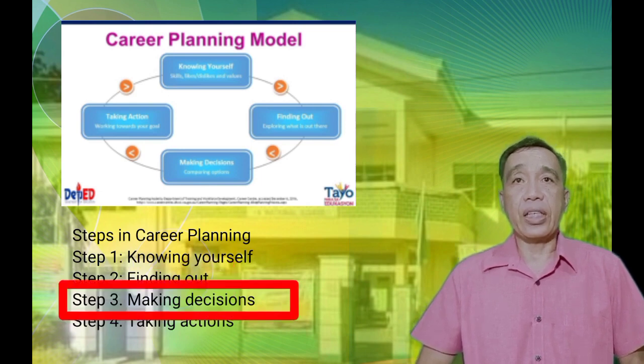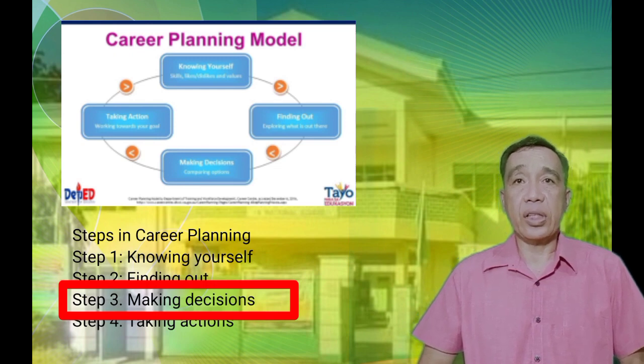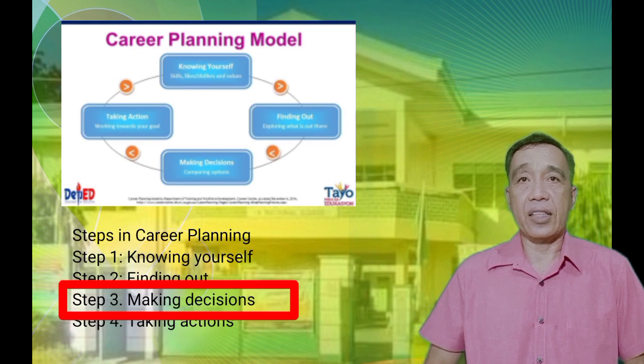Step number 3, making decisions. After identifying your goals and exploring possible career opportunities, you now make life and career decisions. This is done by comparing the results of the self-awareness inventory composed of interest, values, personal style, and skills, and learning experiences with the current career alternatives.